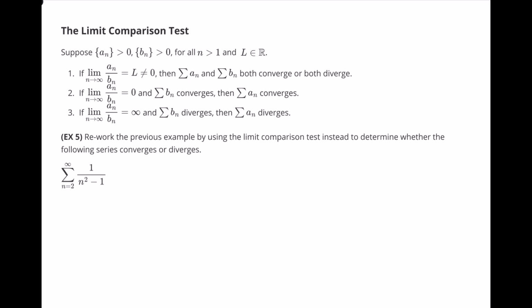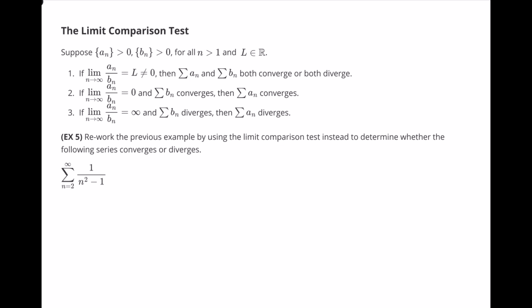So you have two different sequences, and you know that they're both positive for all values. And the idea is that if the limit of the quotient of those two series, and it doesn't matter if a sub n is the known series or b sub n is the known series, it makes no difference whatsoever. You just divide the two, and if you get a finite real number that's not zero, then that tells you that both series either converge or both diverge.